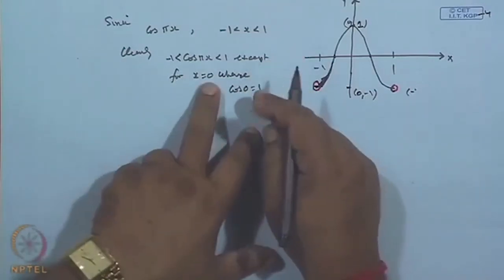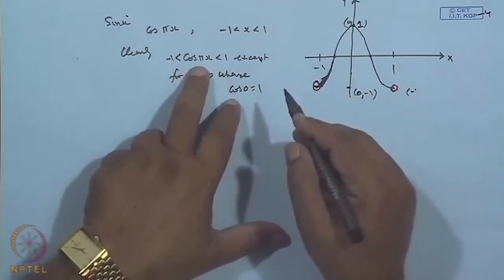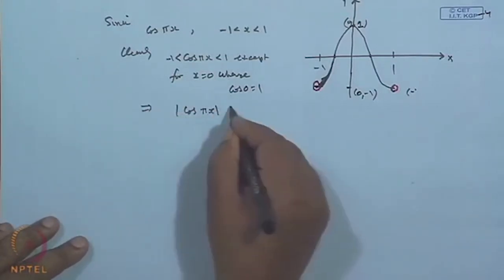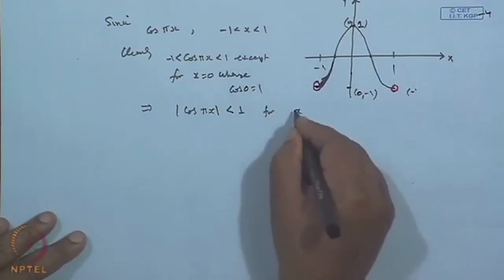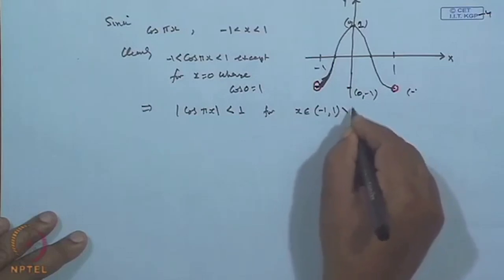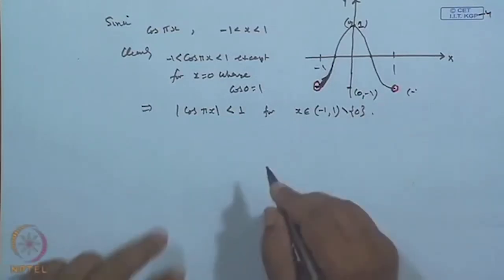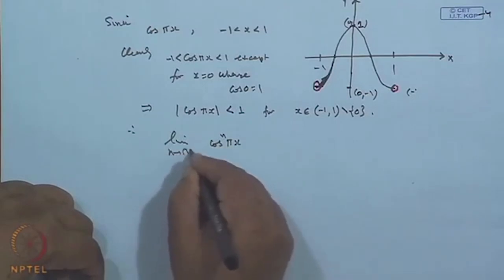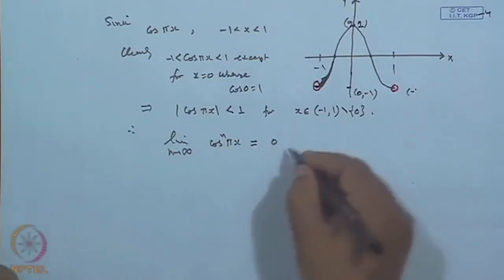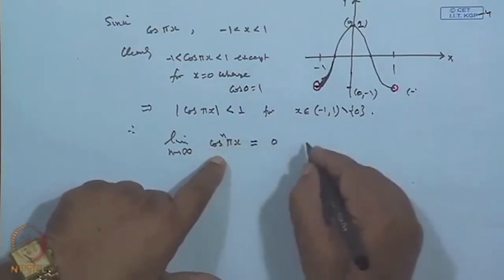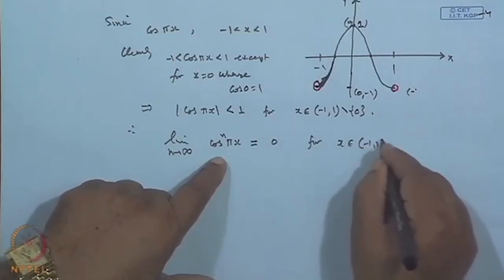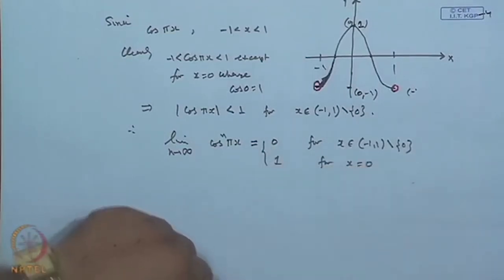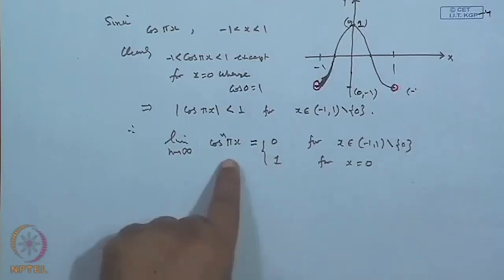So, when x is different from 0, the value is always between minus 1 and plus 1, that is, mod of cosine x will be less than 1. So, this shows that mod of cosine pi x will remain less than 1 for all x belonging to the interval minus 1 to 1 minus the singleton at 0. This is our curve. Hence, the limit of this function cosine pi x to the power n when n tends to infinity will be 0 because this is always less than 1. So, as n goes to infinity, it goes to 0 for all x belonging to minus 1 to 1 minus the singleton set 0, and equals 1 for x equal to 0.